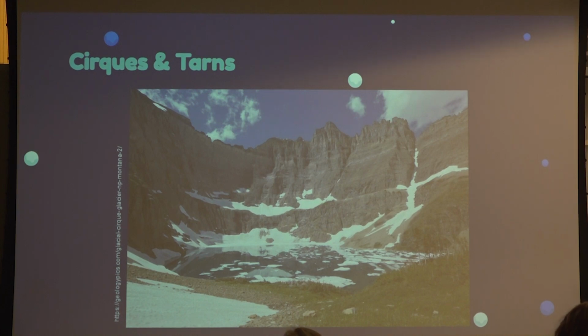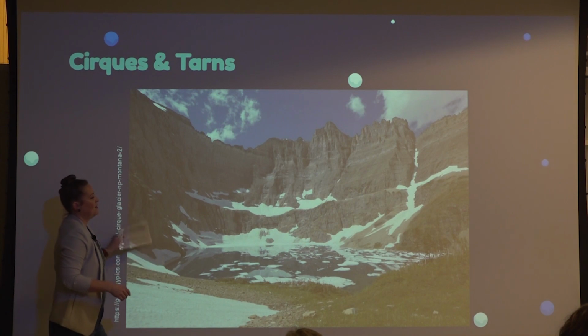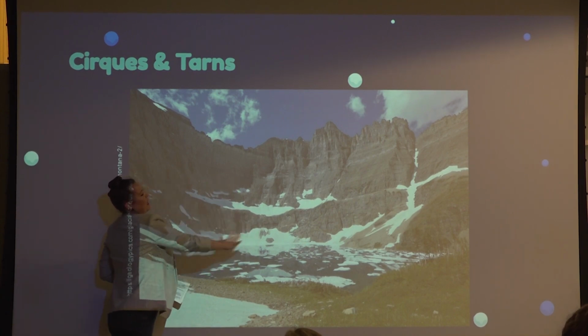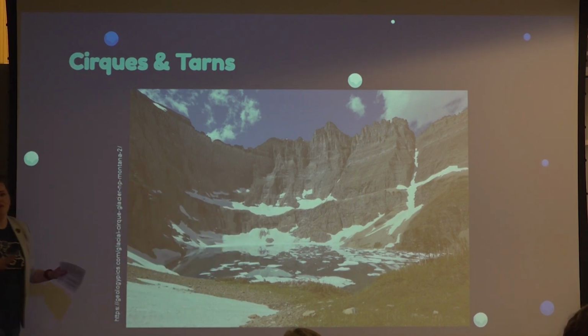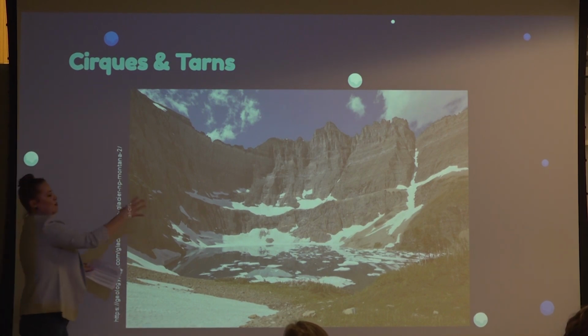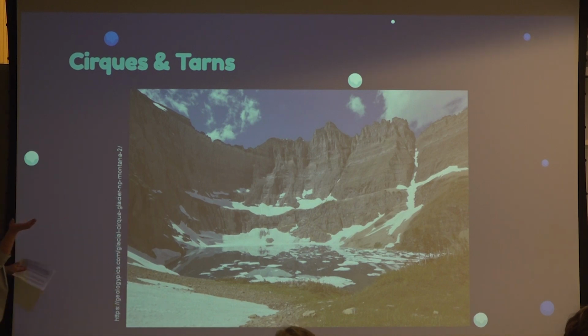And cirques and tarns. So the tarn is the lake, and the cirque is this bowl-shaped feature that ice will form. So ice kind of gets in there, and it kind of cruises around, and it just erodes out a little bowl in these mountain valleys. And then that can fill with ice, and this is Iceberg Lake in Glacier. So if you ever hike up there to Iceberg Lake, know that you're standing in a cirque, and that amount of water is called a tarn.